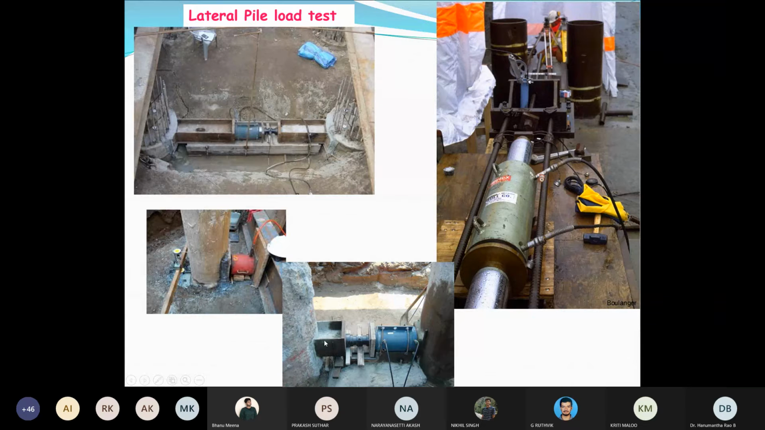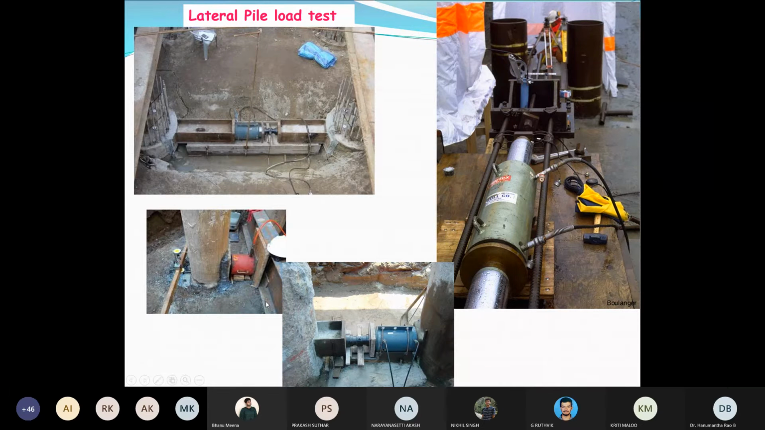And here you can see how the pile is connected to the counter reaction using some hydraulic jack. So this is also a hydraulic jack. This is a picture of a hydraulic jack. The same hydraulic jack can be used for the axial pile load or the lateral pile load, it doesn't matter, because its function remains the same.